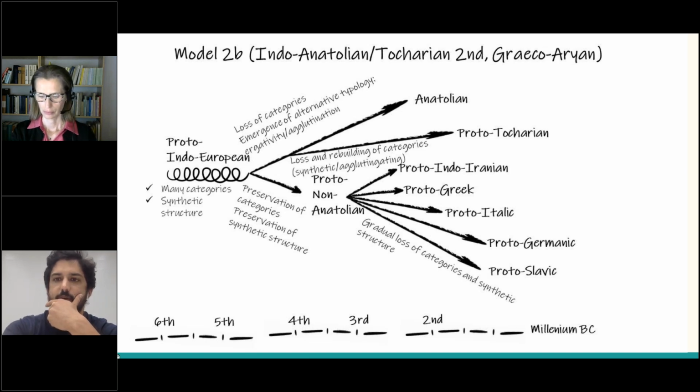So Elizabeth says, I'm a big fan of Calvert Watkins' work on Indo-European cultural and lexical reconstruction. If he's done work on typology, I'm unfamiliar with it. Can you tell me if you considered his work and how it might fit in?